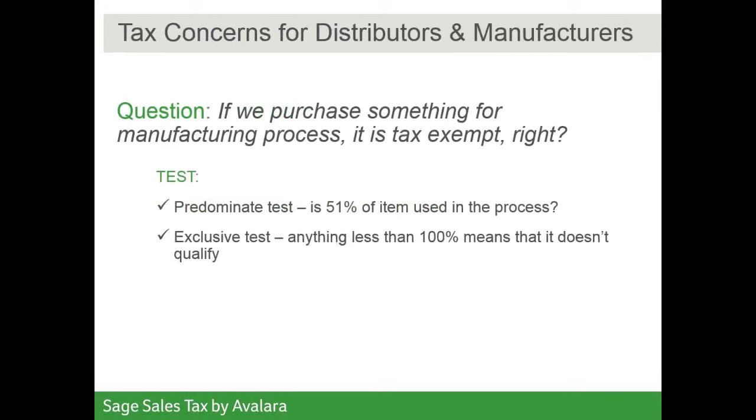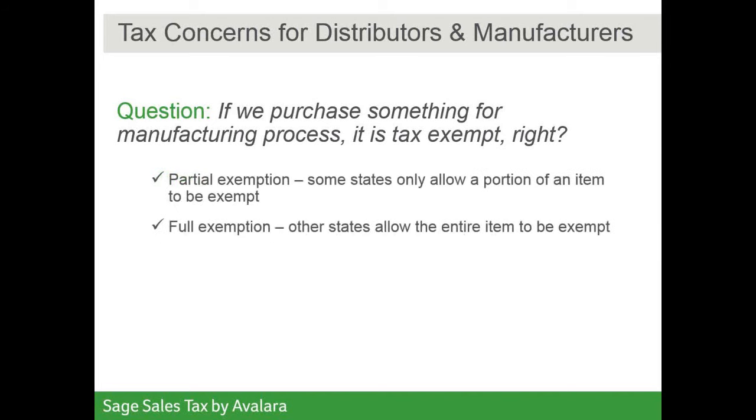Let's say I purchase something and it's for manufacturing. It's got to be exempt, right? Well, it's not even that simple. It depends basically on predominance, meaning how much of it is actually used in the process. Or you have some states where it's required to be exclusive, meaning if it's not 100% used in the process, it doesn't qualify. Again, some states will allow partial exemption, some states will allow full.